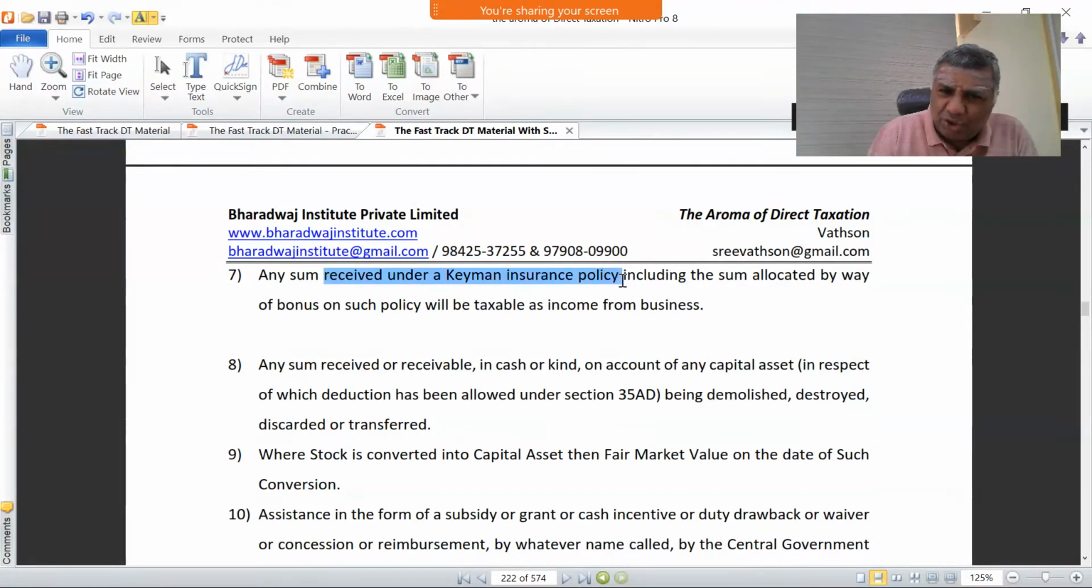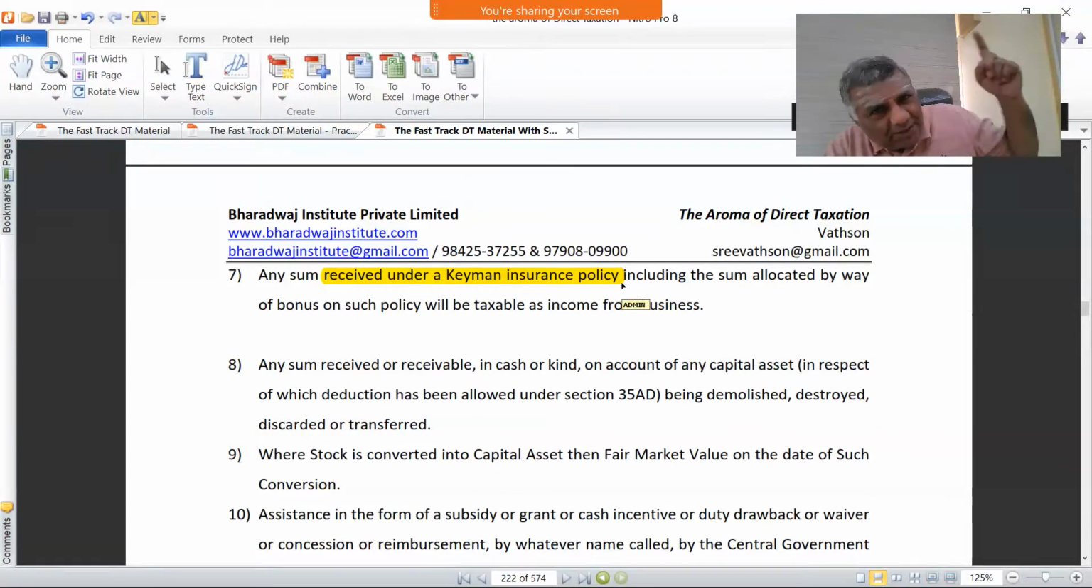Receipt from Keyman insurance policy. Slowly these are fading away. If the company insures the key persons, the premium paid is considered as an expense. The maturity proceeds are considered as income. As simple as that. What you claimed as an expenditure, you got it back, so it should be treated as income. Sale value of assets used for specified business: at the time when the asset was purchased, you claimed it as expenditure. What was claimed as an expenditure will be treated as income now.